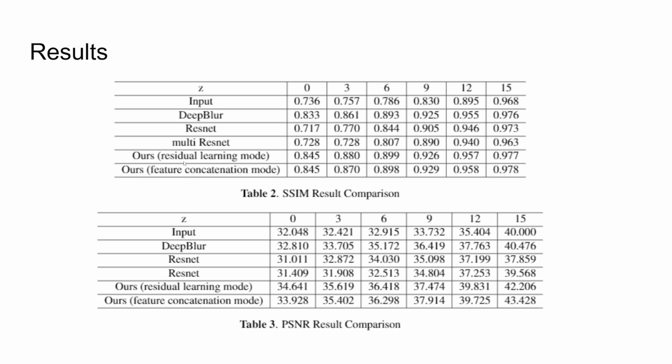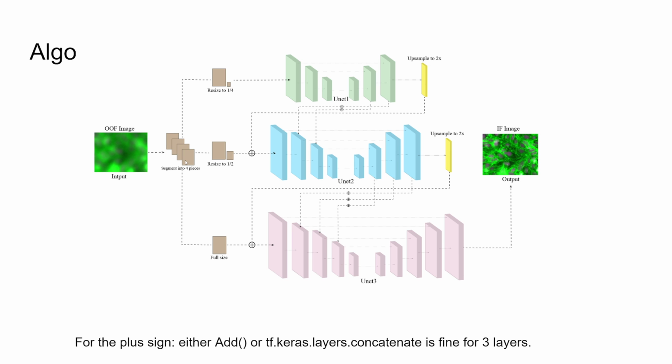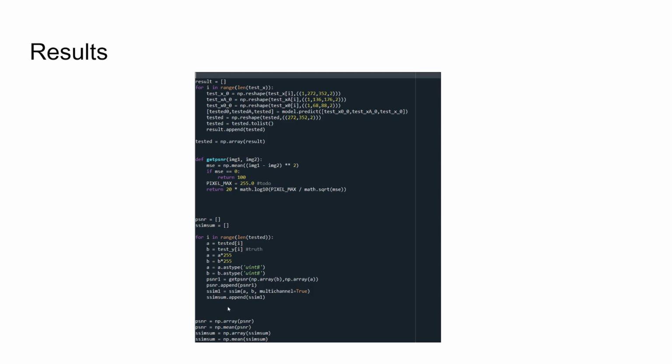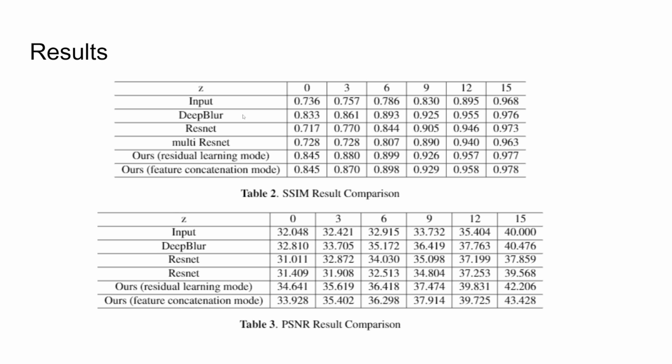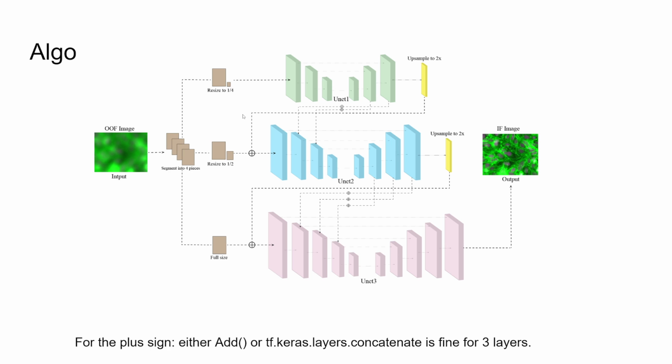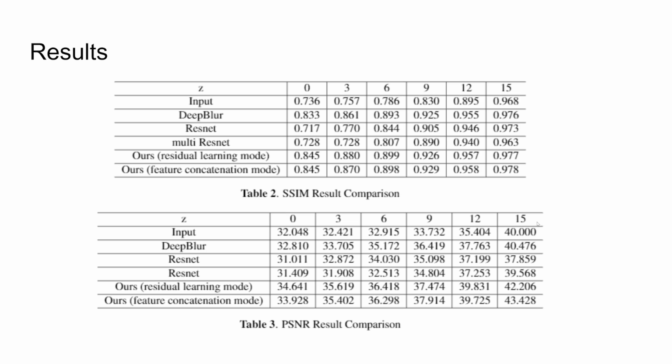Residual means that I'm adding the tensors with the add function, and feature concatenating means that I'm using the Keras layers concatenate function. And this is the SSIM value comparison. The difference is more obvious in the PSNR comparison, between the same models.